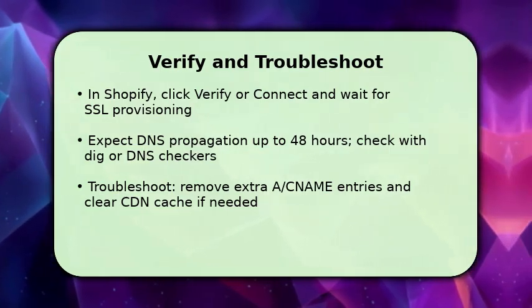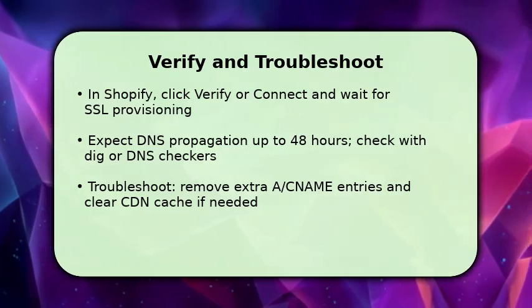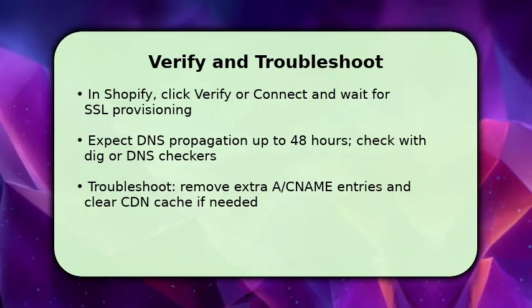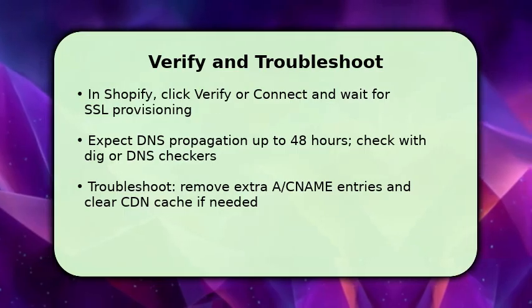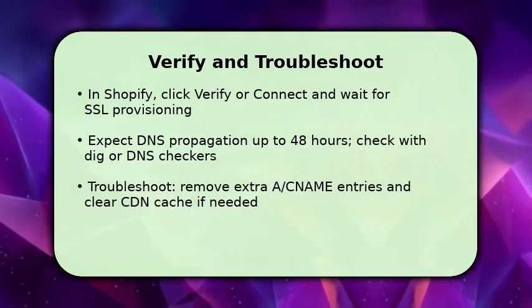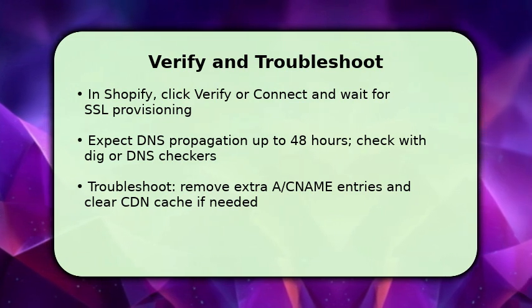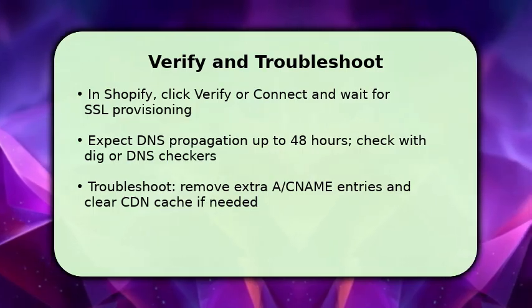It can take from minutes up to 48 hours for global propagation, so be patient and periodically refresh the domain status. If verification fails, reopen Google Domains to confirm no extra A or CNAME entries conflict. Correct any host names, then try again. One key troubleshooting tip: clear local DNS cache and any CDN caches after fixing records to see changes sooner.